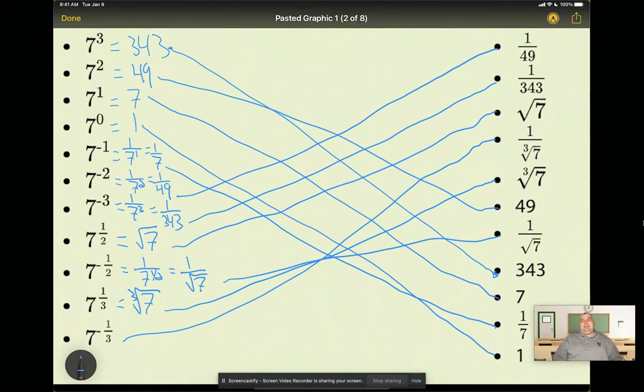So again, the purpose of this lesson is to understand the idea that raising to the power of a half is the same as square rooting, and raising to the power of a third is the same as cube rooting. That is it for this lesson.